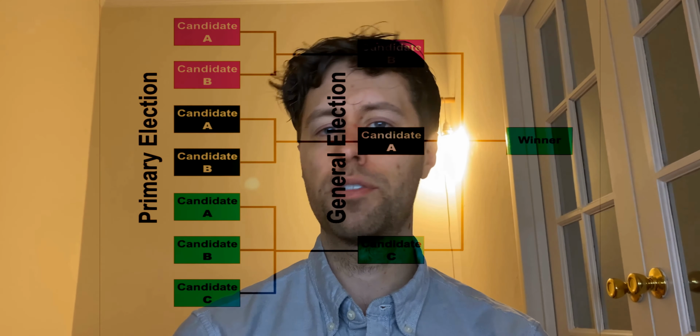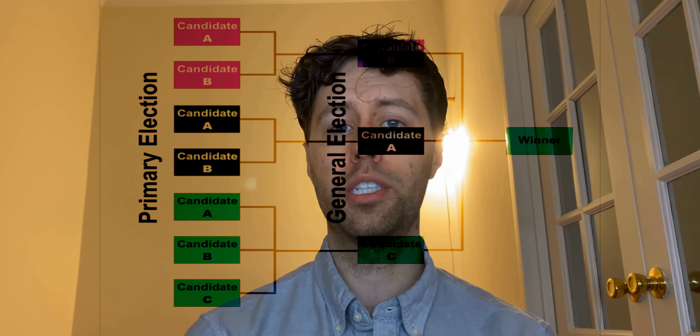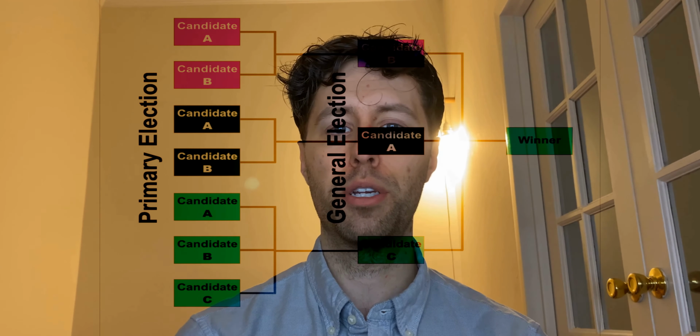You can think of primaries as the initial selection of each party's nominee. So sort of like the early rounds of the playoffs in sports. The general election is when the major party nominees actually go against each other and the winner gets the office in question. You can think of that like the championship.